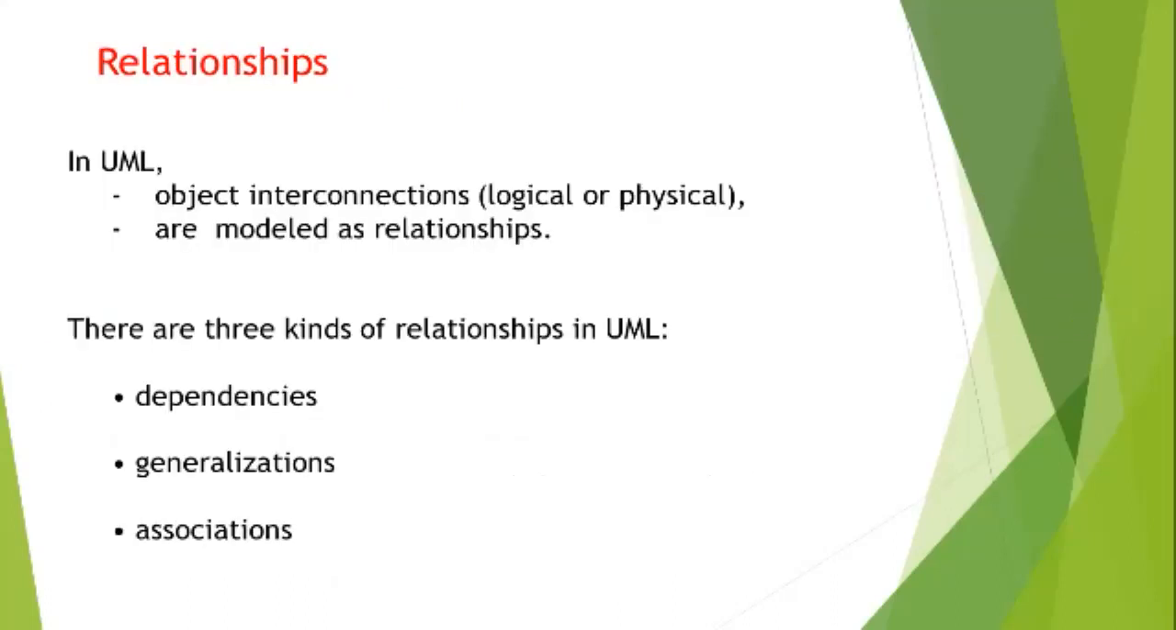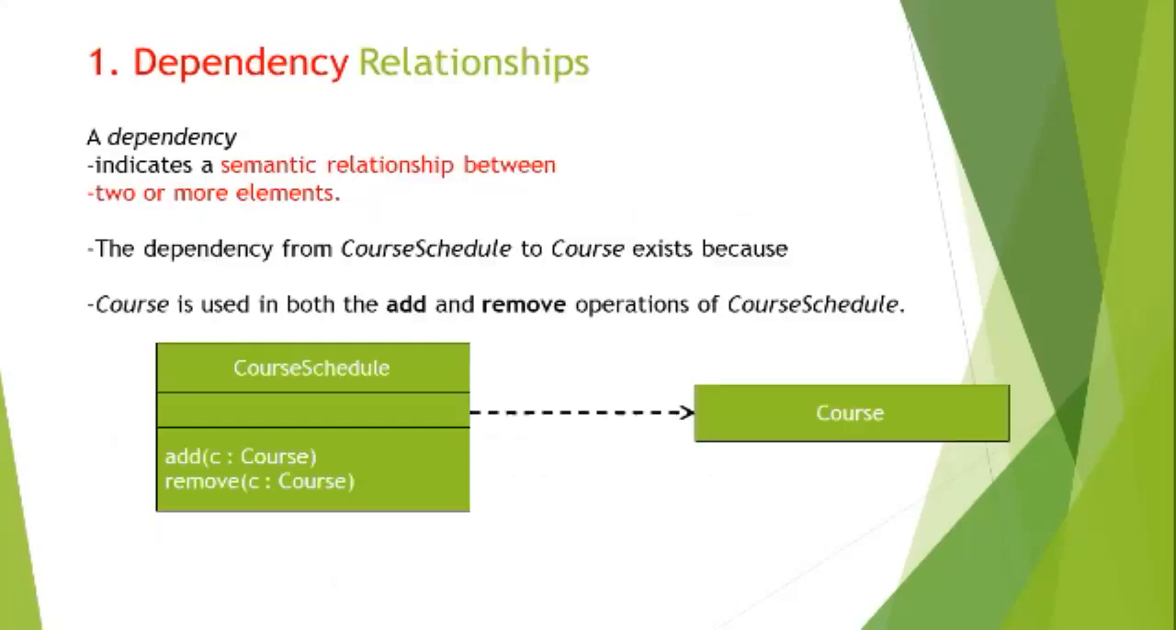Relationship. In UML, object interconnections, logical or physical, are modeled as relationships. There are three kinds of relationship in UML: dependencies, generalization, association. The first one is the dependency relationship. A dependency indicates a semantic relationship between two or more elements. The dependency from course schedule to course exists because course is used in both the add and remove operations of course schedule. Course schedule: add course, remove course, course.